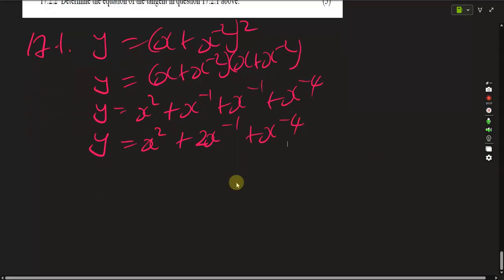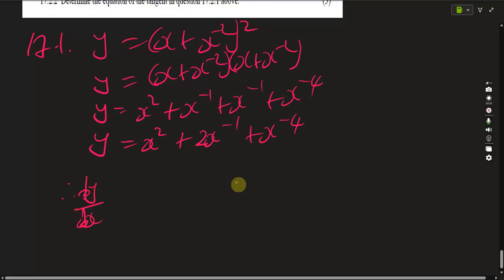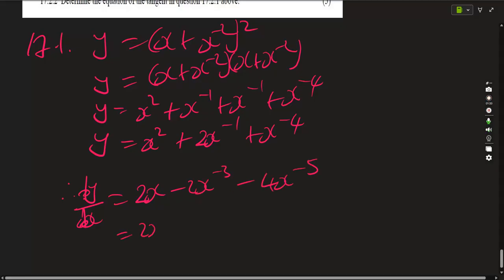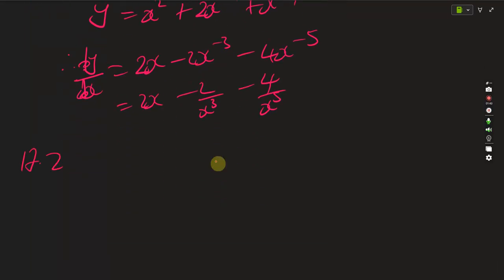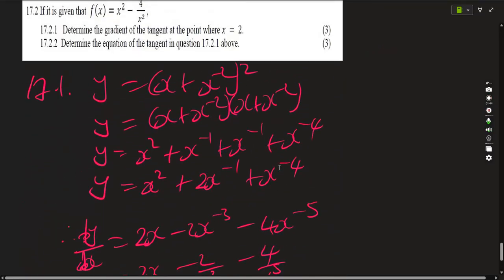And then what do we do now? We just differentiate. Therefore dy by dx is 2x minus 2x to the negative 3 minus 4x to the negative 5, and then eventually it is 2x minus 2 over x to the 3 minus 4 over x to the 5. That's it. That was our 17.1.1.